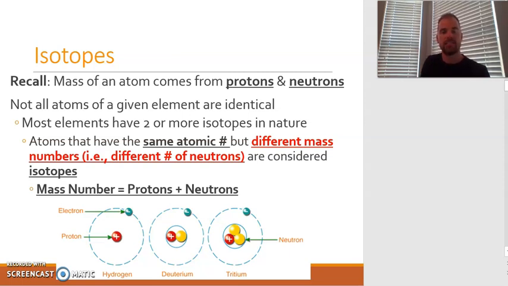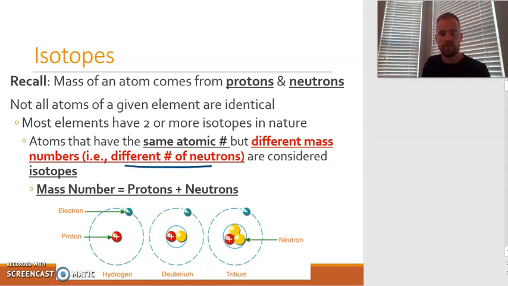So the definition of an isotope is an atom that has the same atomic number, which means it's the same element, but it has a different mass, which ultimately then means it has a different number of neutrons. So let's take an example. Look at these 3 atoms down here. You'll notice the protons are the red positives and the neutrons are these little yellow circles, and that would represent our nuclei for these 3 atoms.